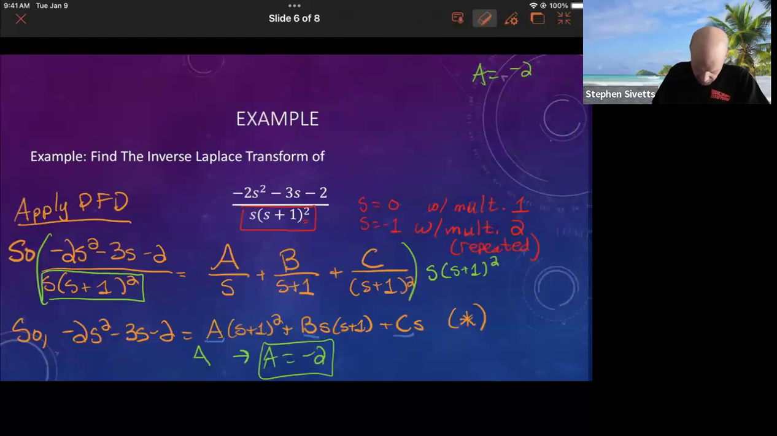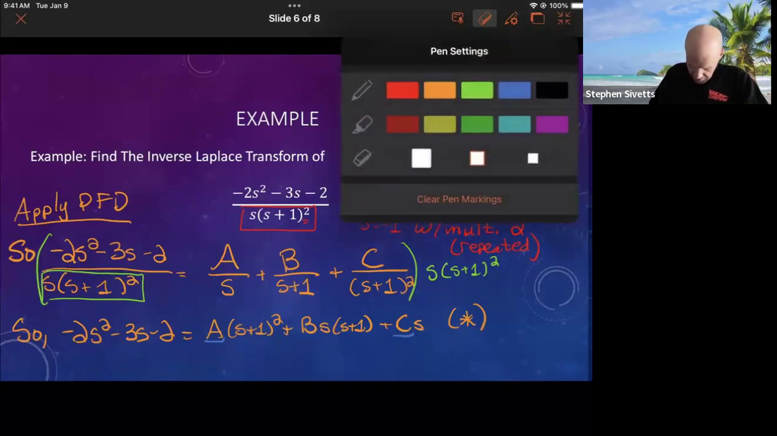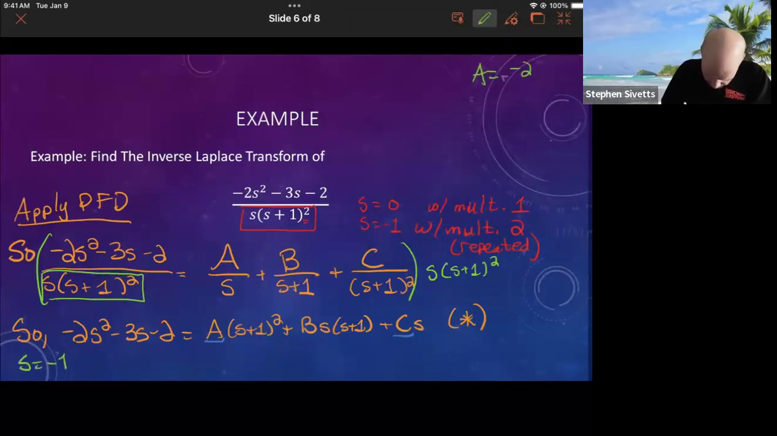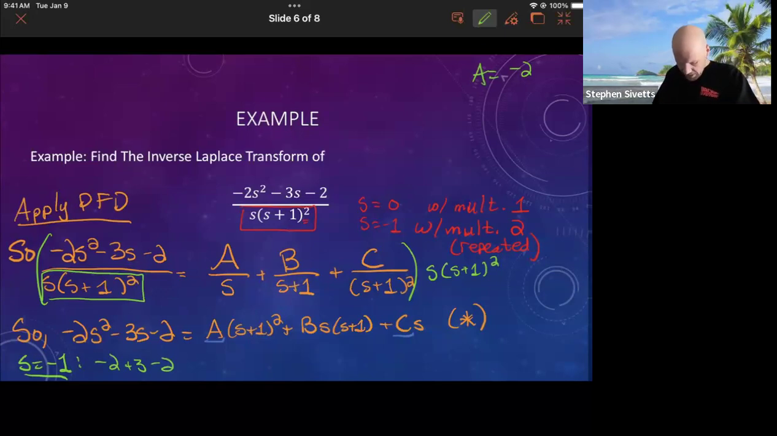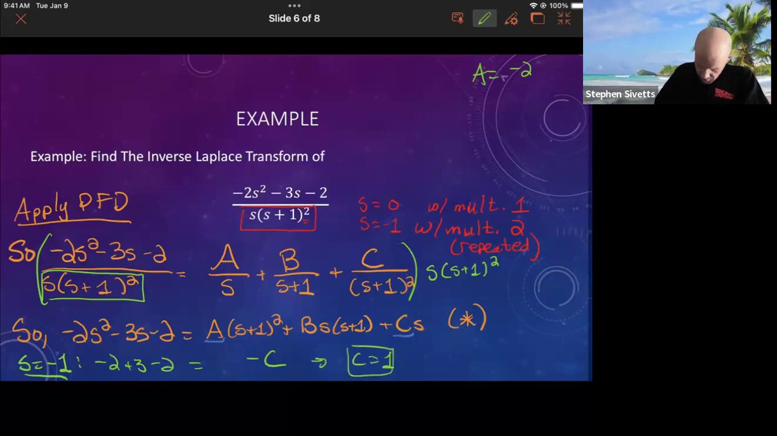Next, how about another value? When s equals -1, we'll have -2 plus 3 minus 2. So the a term will go away, the b will die out, and we'll have a minus c left over. Okay, so -4 plus 3 is -1. So c is equal to 1. Okay, so we know that c is 1.